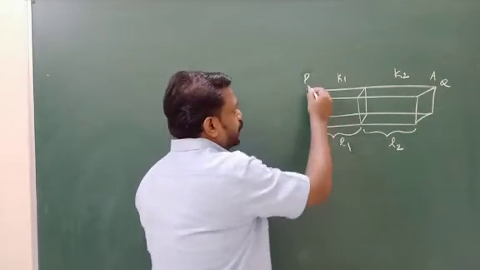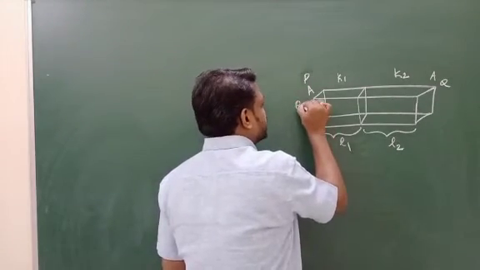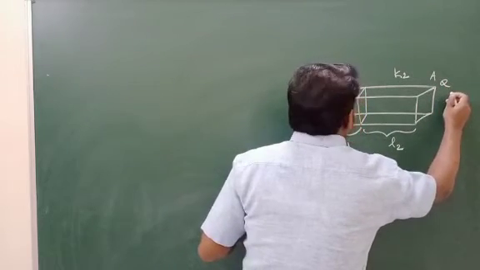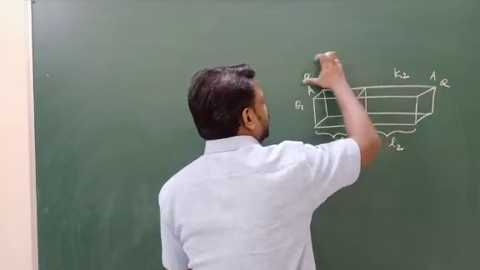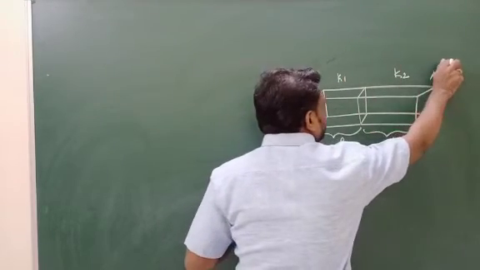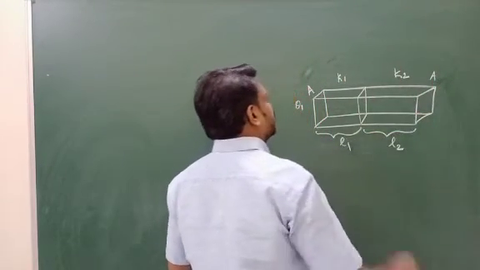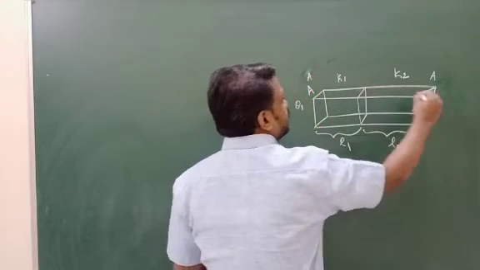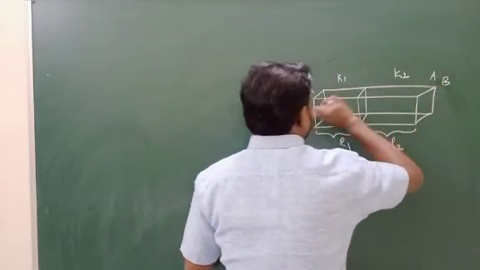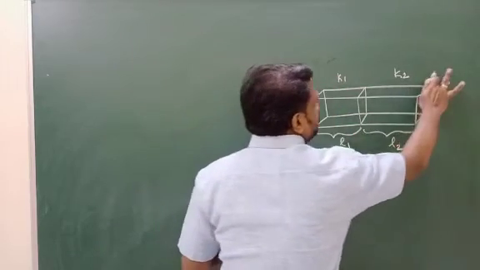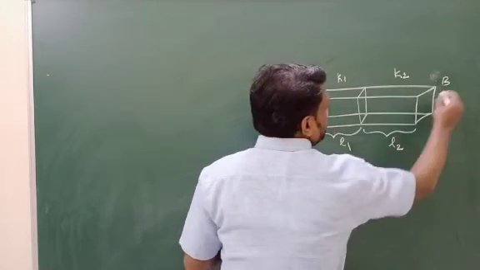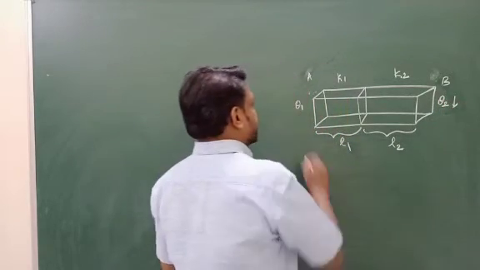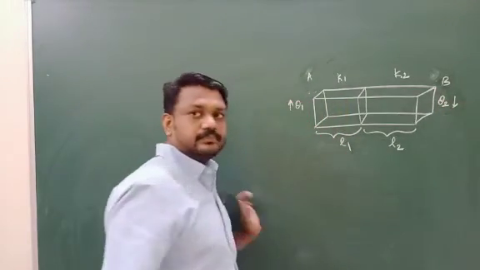Okay, so the point P is kept at a higher temperature theta 1 and Q is kept at a lower temperature. You can take A and B itself. Two regions A and B, both are having the same cross sectional area, and end B is at a temperature theta 2, which is a lower temperature.